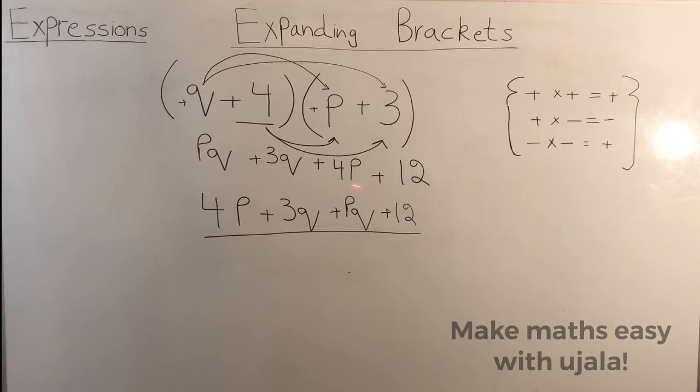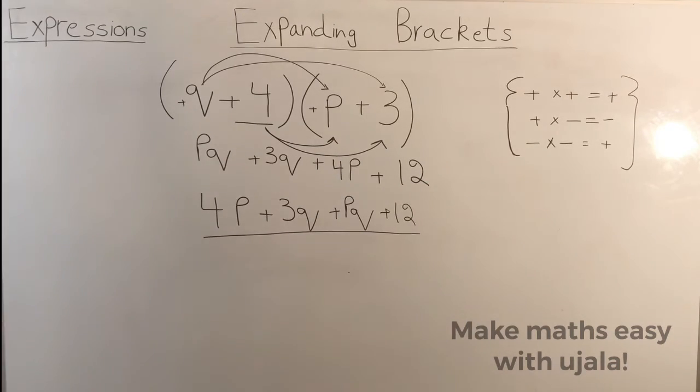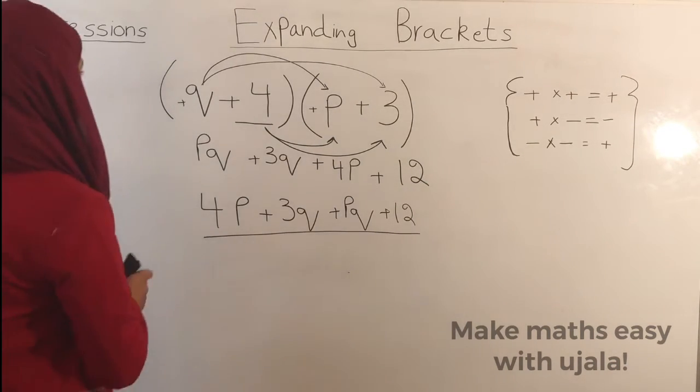So now we have to simplify. There are no like terms, so we just rearrange in alphabetical order. 4P plus 3Q plus PQ plus 12. I'm going to give another example.